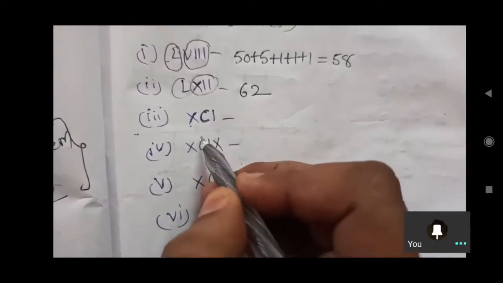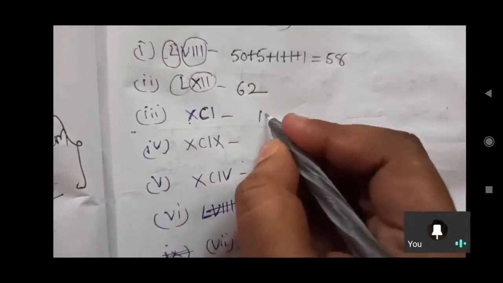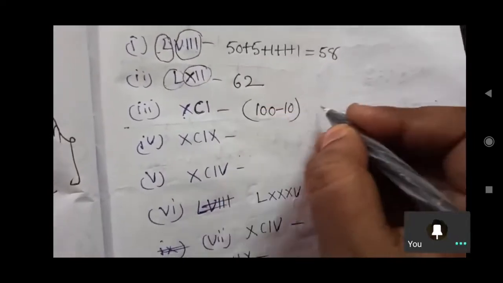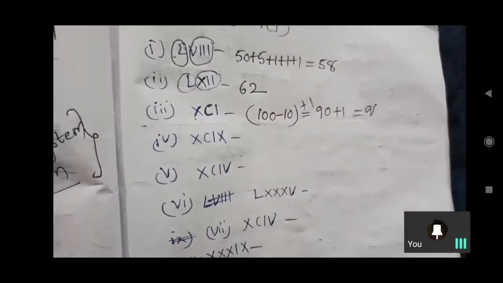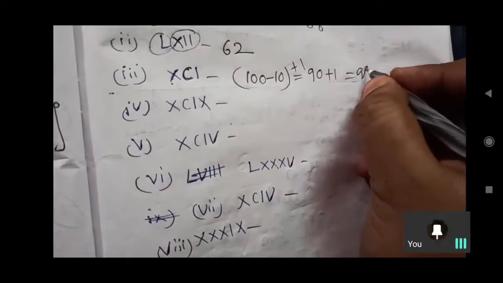This one you say 10, 10. C. C means 100. 100 minus 10. How much? 90 plus 1, 91. Okay? 91. Directly also we can write.